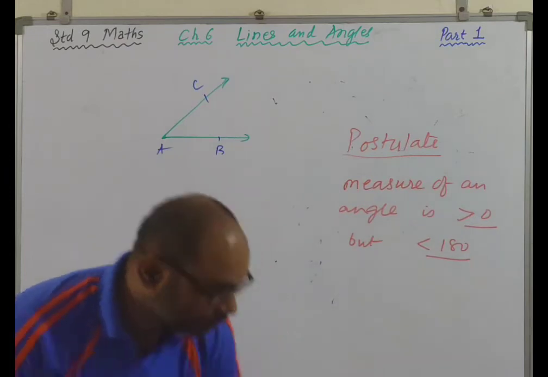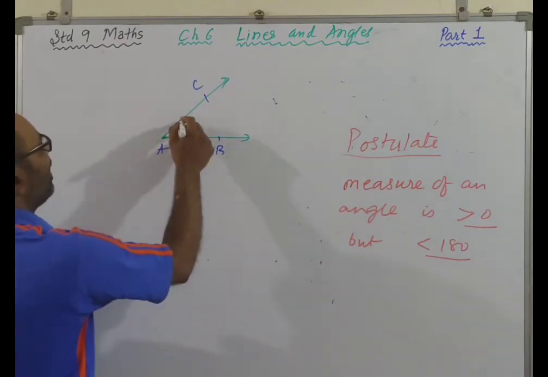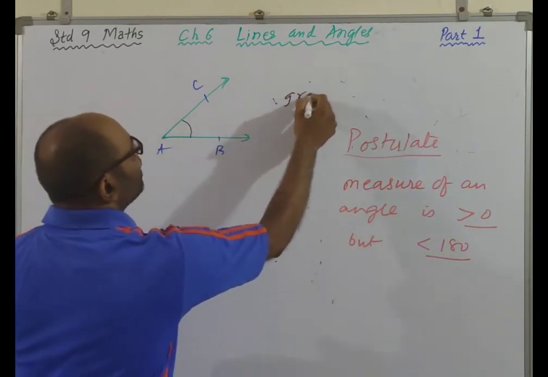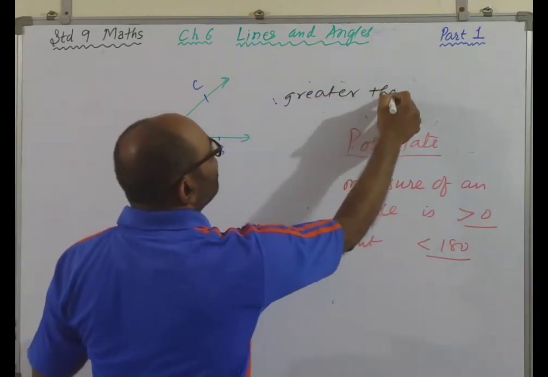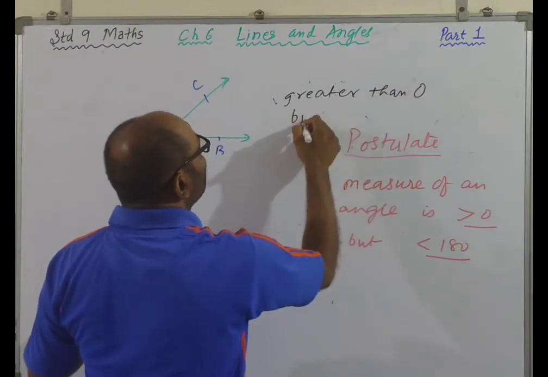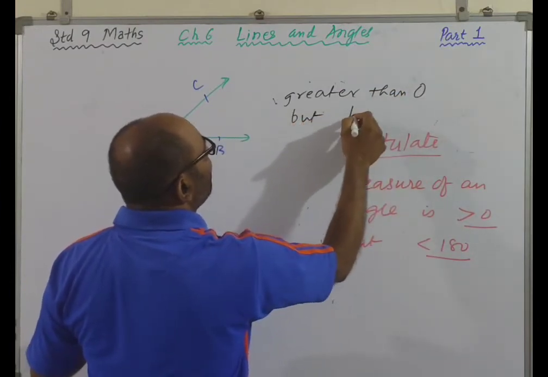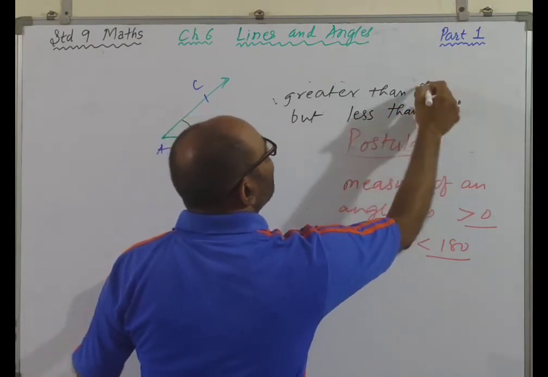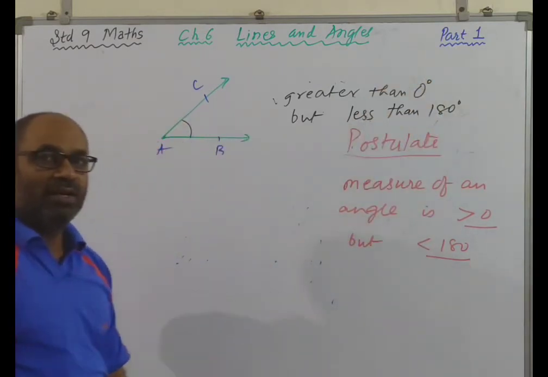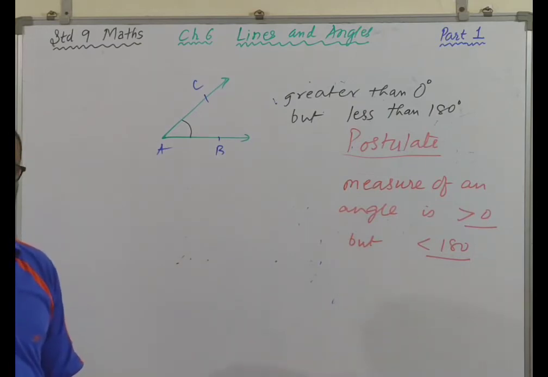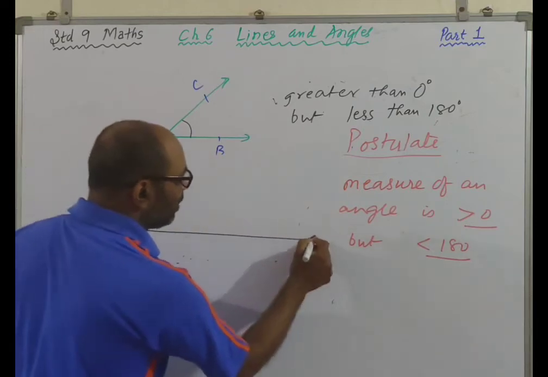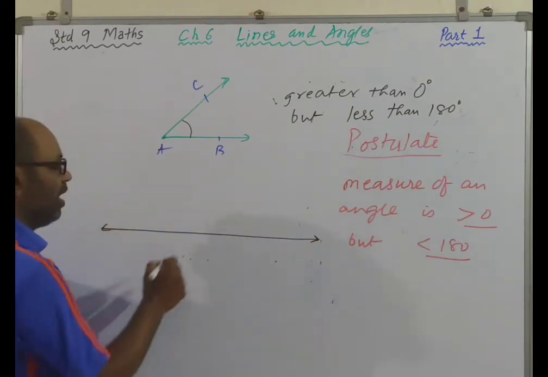Look here. The measure of an angle can be greater than 0, but always less than 180 degrees. We say degrees. Greater than 0 degree and less than 180 degree. Now I will tell you why the mathematicians called it 180.